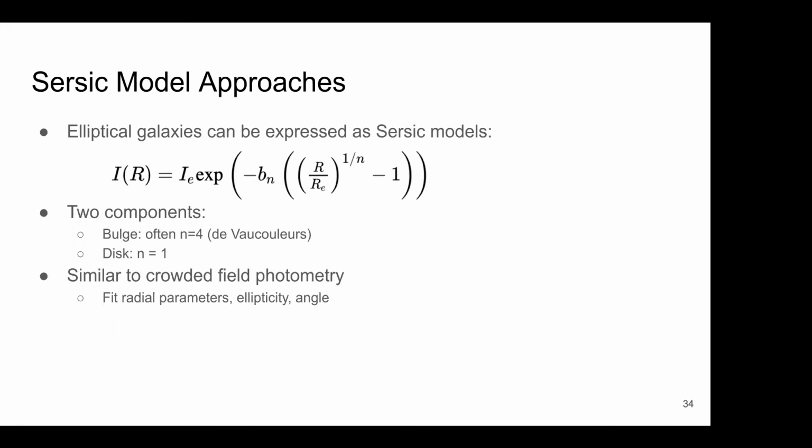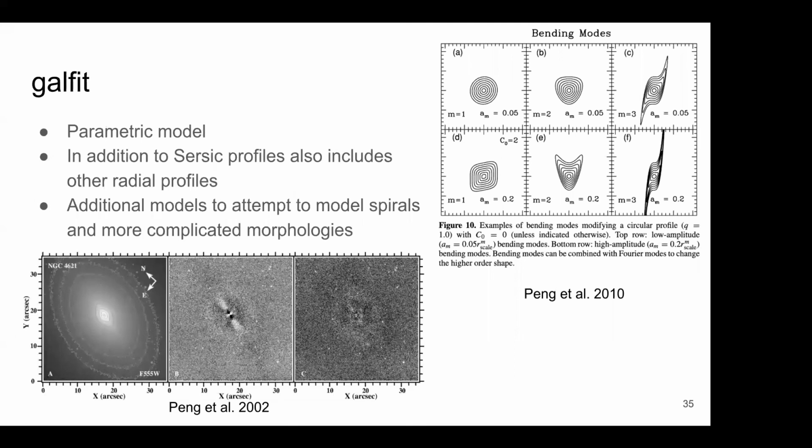So other deblenders have taken a Sersic model approach, right? They'll essentially model galaxies as a bulge and a disk, often a de Vaucouleurs bulge with an exponential disk. And then you can proceed more similarly to crowded field photometry, where you can fit free parameters like the ellipticity and the angle, in addition to the position and the amplitude. GalFit is an example of this, where they use a parametric model, but also make their models slightly more complex so that they can add some bending modes and some other features to try and better model realistic galaxies.